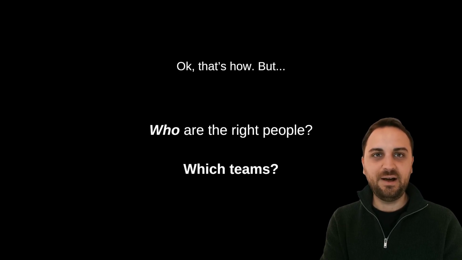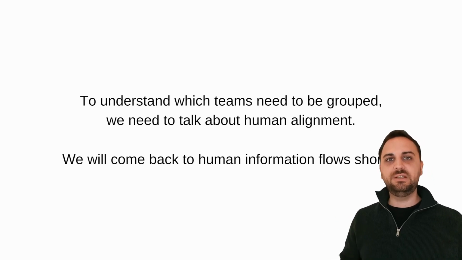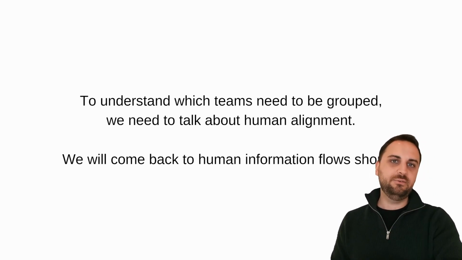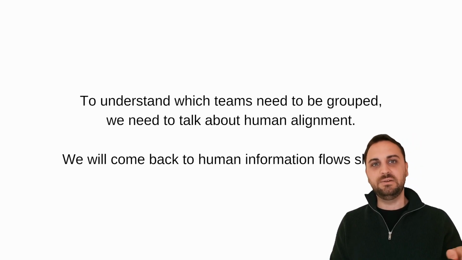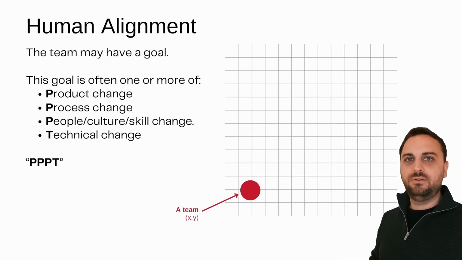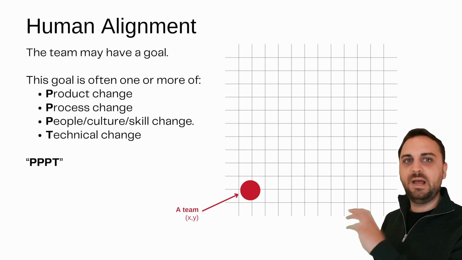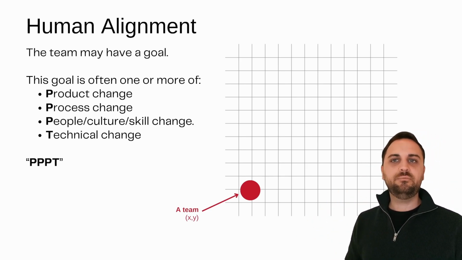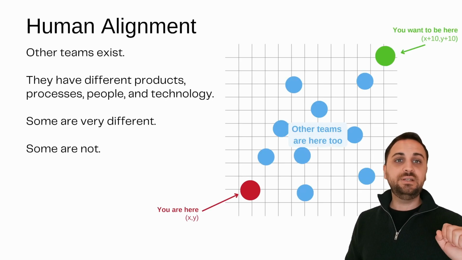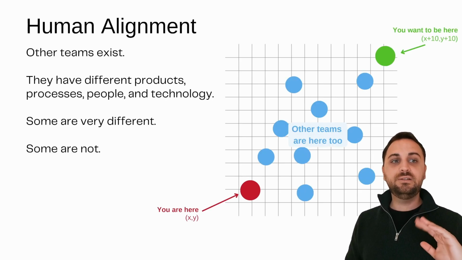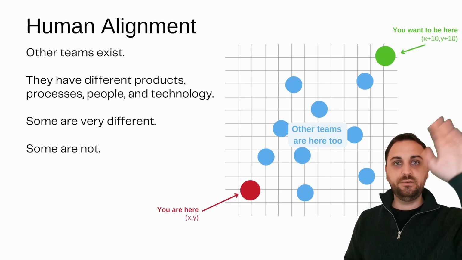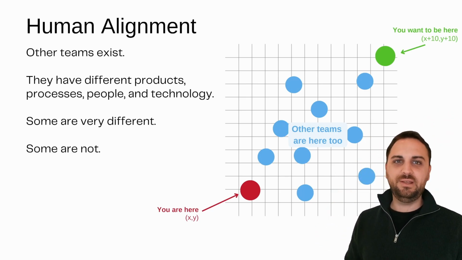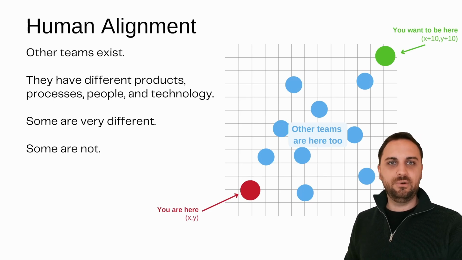We can't use this divide and conquer stuff. So to understand which teams need to be grouped, we need to first talk a little bit about human alignment. And we're going to come back to human information flows after that. So we have to kind of take a detour to make it make sense. Let's think about human alignment. This is a team. Let's imagine a team in a complex space. And this space here represents product, process, people, and technology. So your team might have a goal saying, we want to be here. We're there. We want to be here. There's other teams doing some stuff. And it could be that delta can represent a lot of things. Very complicated topic. This is a metaphor for change.